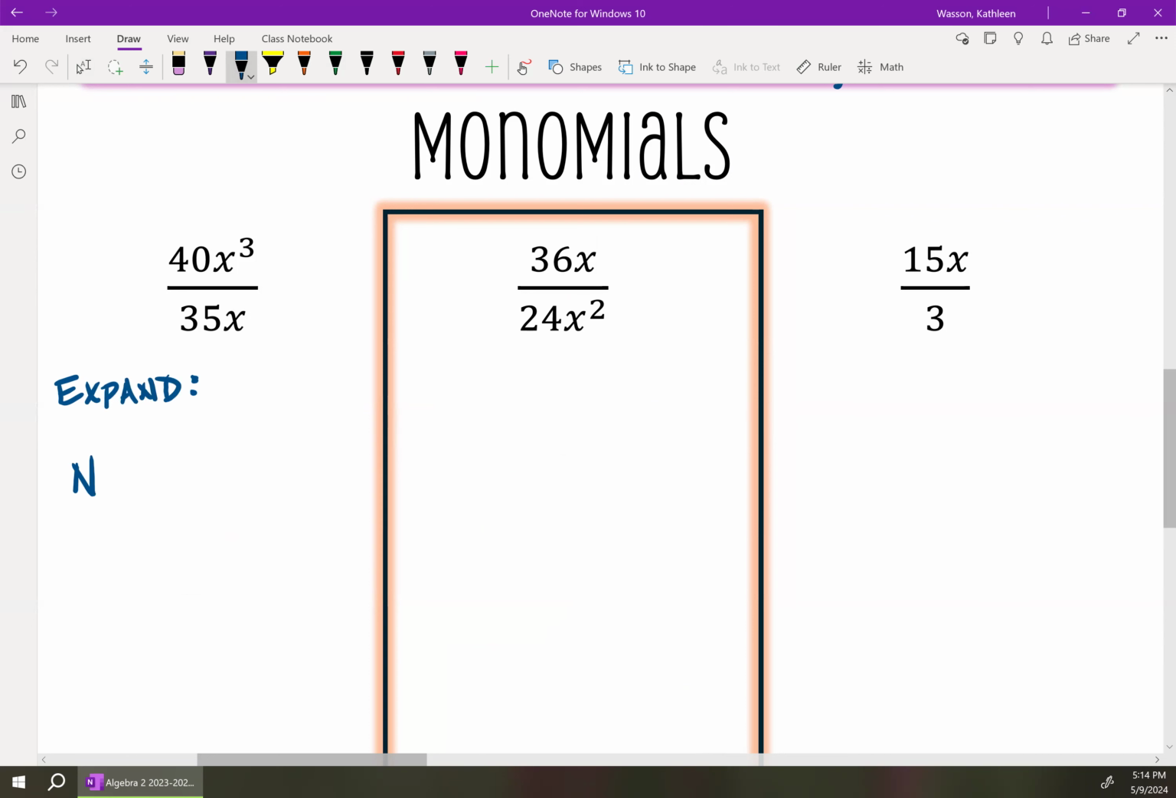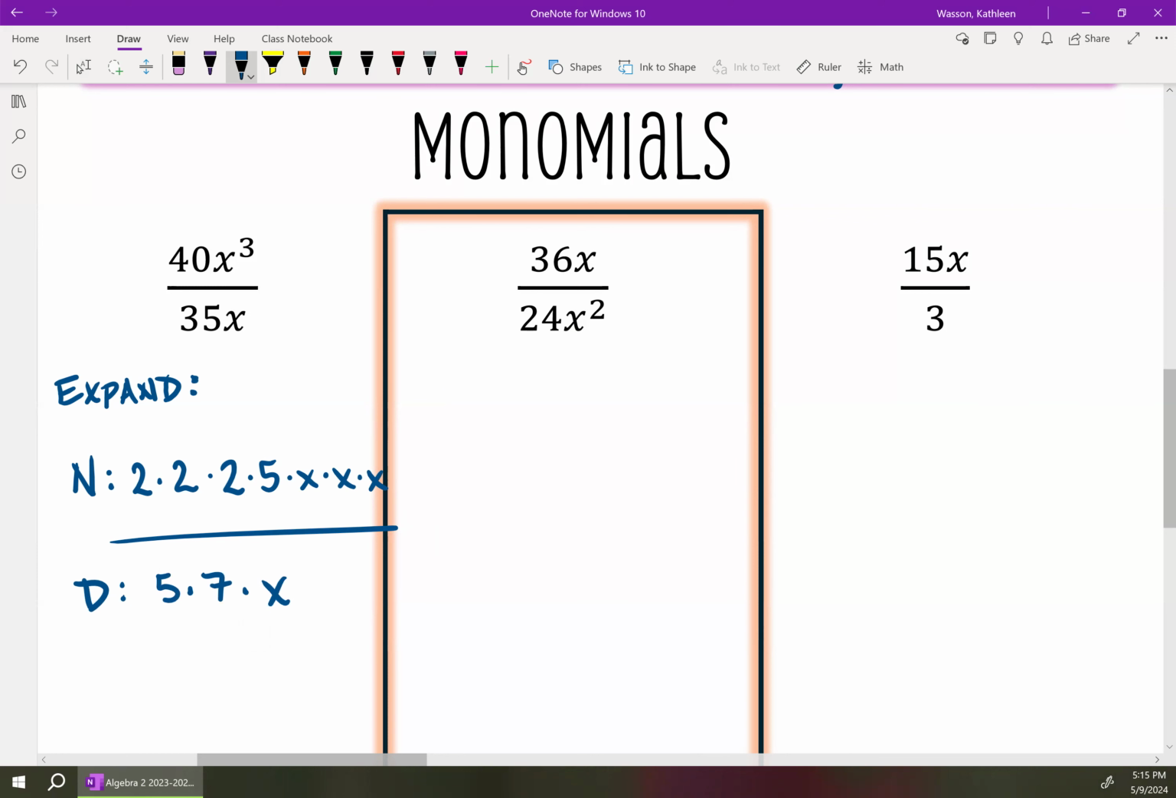My numerator can be written, this is even, so I can divide by 2. And that would be 20, which is also even. I can divide that by 2. And that would give me 10, which I can divide by 2. And I get 5. 40 is 2 times 2 times 2 times 5. And then it's times x times x times x. That's x to the third. The denominator is 35x. So that's 5 times 7 times x.